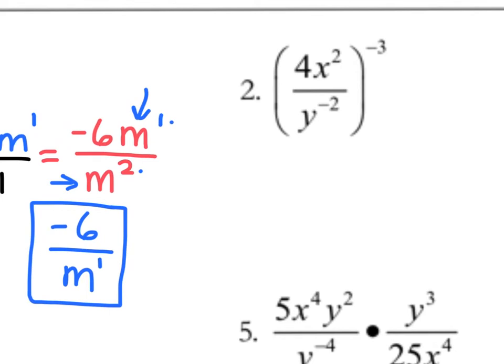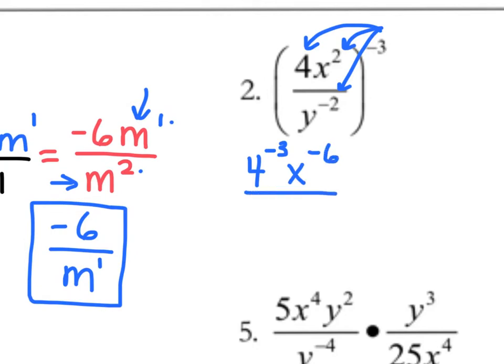It's up to you how you do this one. I'm going to show you the way I would do it. Distribute the -3 out to everything. All right, guys. We got 4 to the -3rd, x to the -6. I multiply my bases. On the bottom, I have y. Negative times negative is +6. Okay? So now, these negative exponents got to go down. Got to move them downtown.